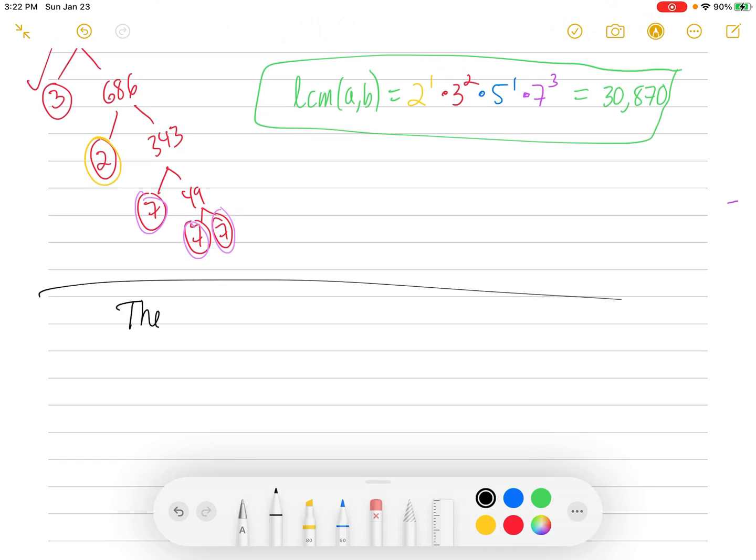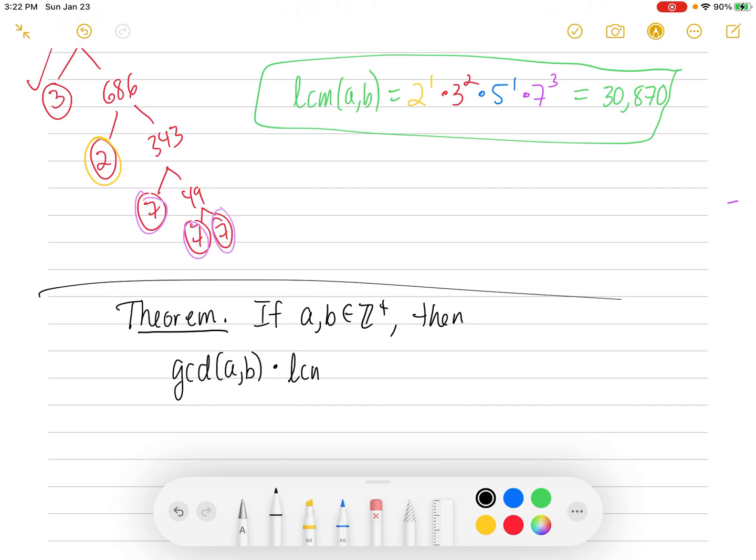An important fact in the grand scheme of things, I'll call it a theorem. We won't use this probably, but it's important overall. If A and B are both positive integers, then there's a special relationship between the GCD of A and B and the LCM of A and B. The GCD of A and B, when you multiply it by the LCM of A and B, you get the product of A with B. Nice little result.